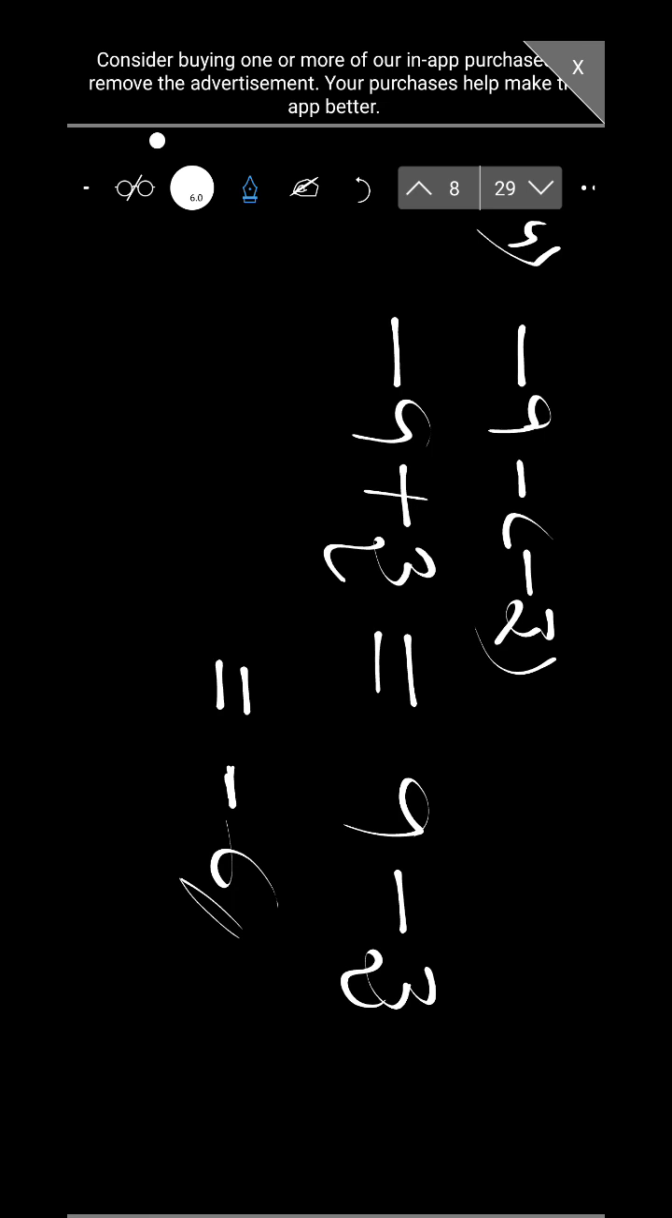So if you understand both the conditions, you can easily do the addition and subtraction of the integers.